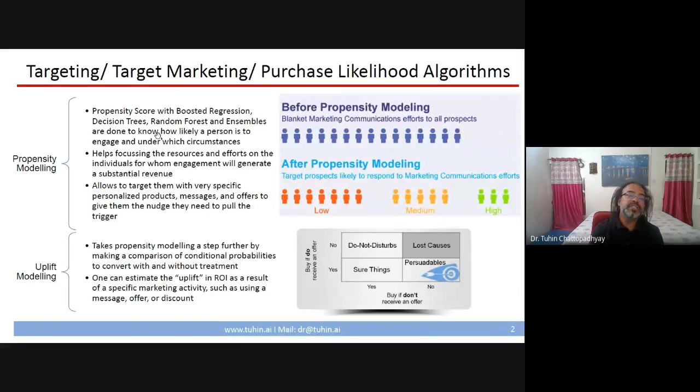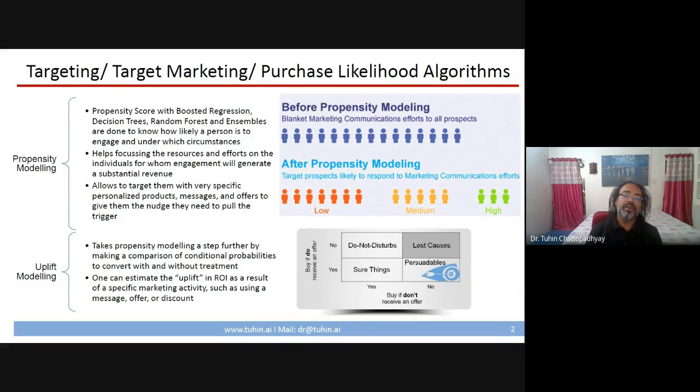And that's why this has been done through boosted regression. Boosted means all these gradient boosting, extreme gradient boosting, which are part of your ensemble models, Bayesian trees, random forest. It is done to know how likely a person is to engage under which circumstances, and helps focus the resources and efforts on the individuals for whom engagement will generate substantial revenue. That means the person is going to purchase or not, and allows you to target them with very specific personalized products, messages, and offers to give them the nudge they need to pull the trigger.